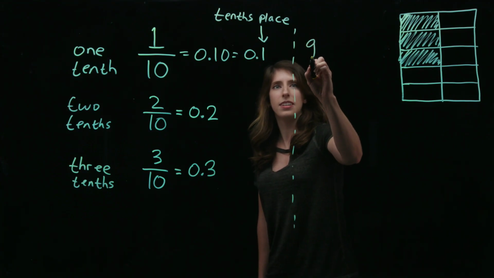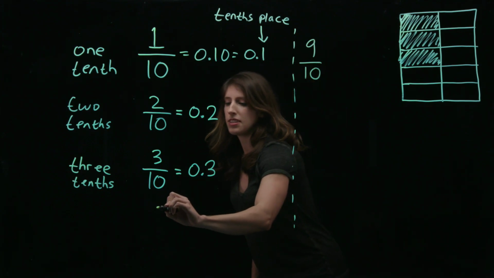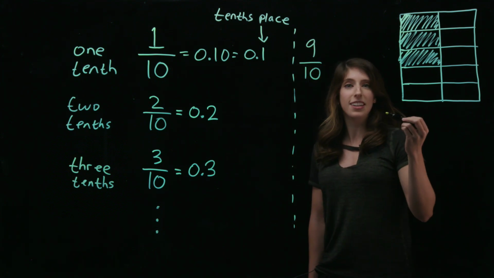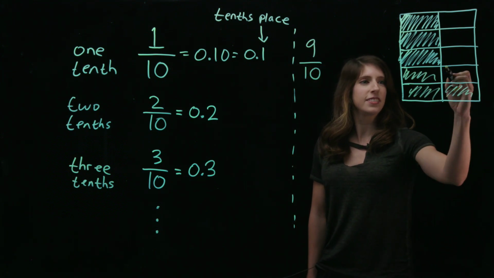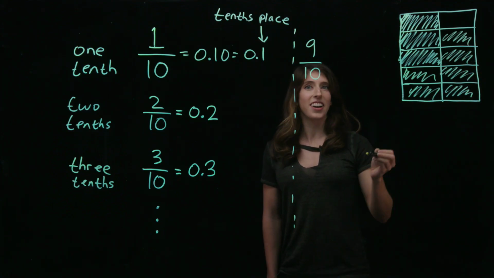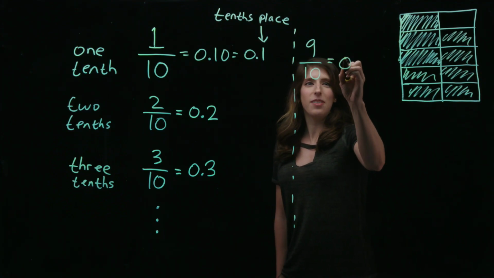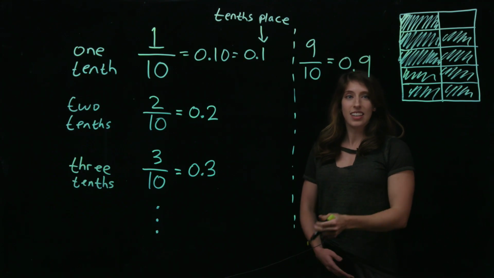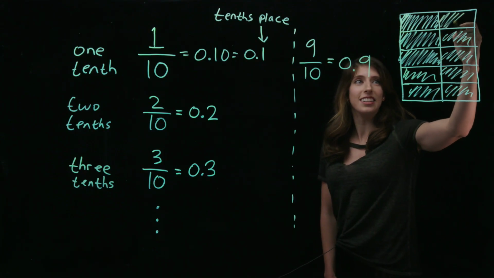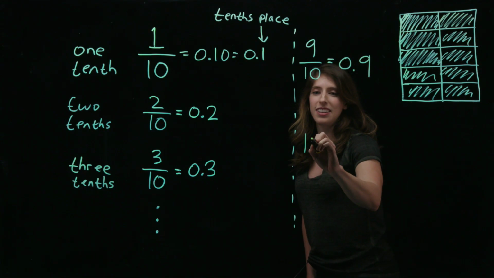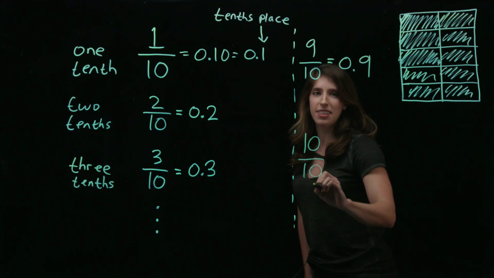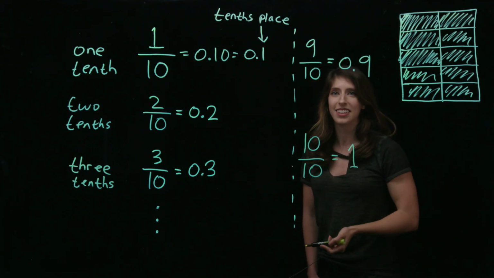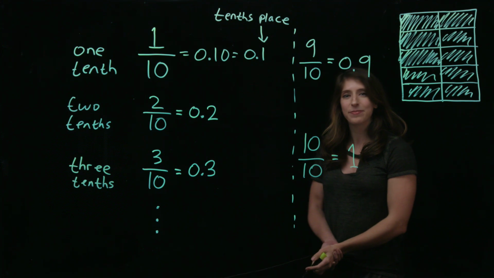We will have 9/10. I'll put a ... here to say this pattern does continue as we would expect. How about 9/10? Okay, I've got 9/10 shaded, and that would be equal to 0.9. And then finally, if I shade in that last tenth, we've got 10 out of the 10 pieces, or more simply 1, for 1 whole, the entire thing. And there we have the tenths.